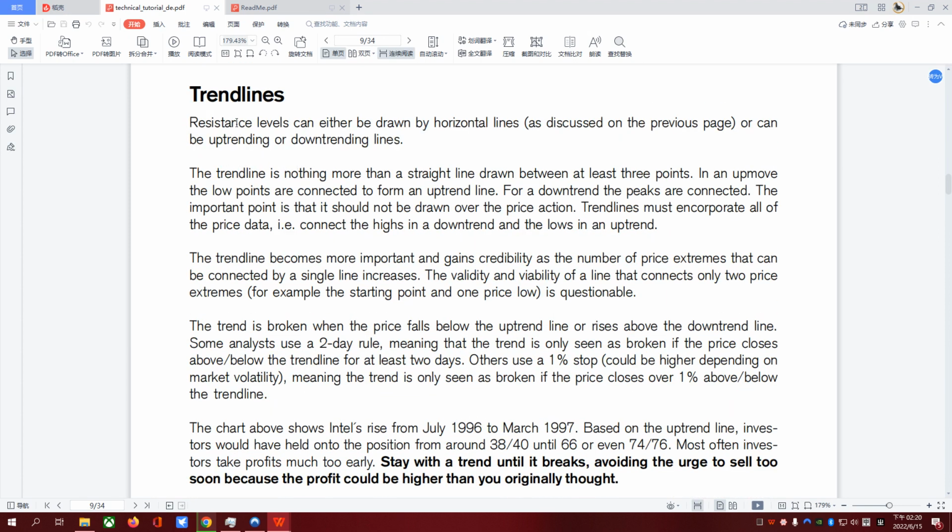In a trend line, the resistance level can either be drawn as a horizontal line, or it can be an uptrending or downtrending line. Just like we have said, a trend line is nothing more than a straight line, and you should draw it between at least 3 points. You're not going to draw it with 2 points, and it's impossible to do that with only 1 point. If you want to draw a trend line, make sure you hit those 3 points, and that gives you a clearer view of what the market structure is.